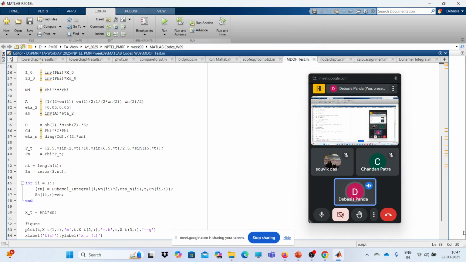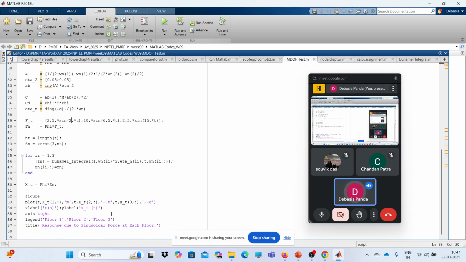So in this way we can solve and get the responses. Here I have plotted only the displacement responses, right? These are the displacement responses corresponding to each floor. Now if I want to plot the velocity and acceleration responses, what do I need to do?